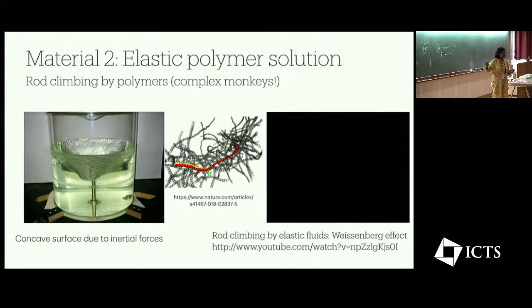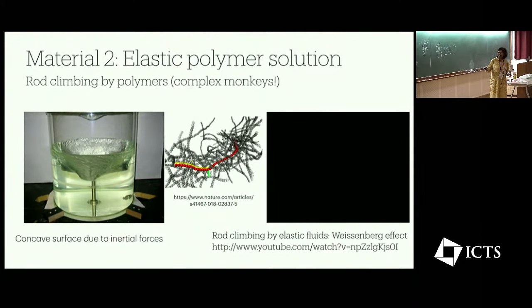Now there's material 2, that is an elastic polymer solution. You all know that, right? There are many, many elastic polymer solutions. One of them, for instance, could be idli batter or egg. Egg is basically nothing but proteins and polymers, right? So now we are not going to do it. I have videos because we do all this in the lab, but I got some slightly more refined YouTube videos.